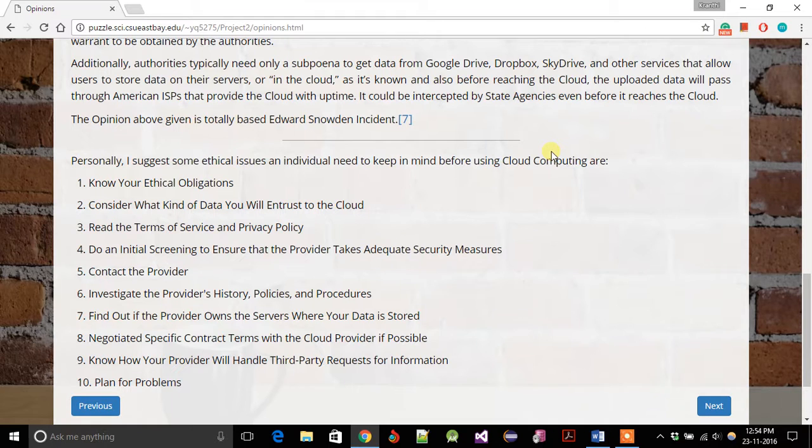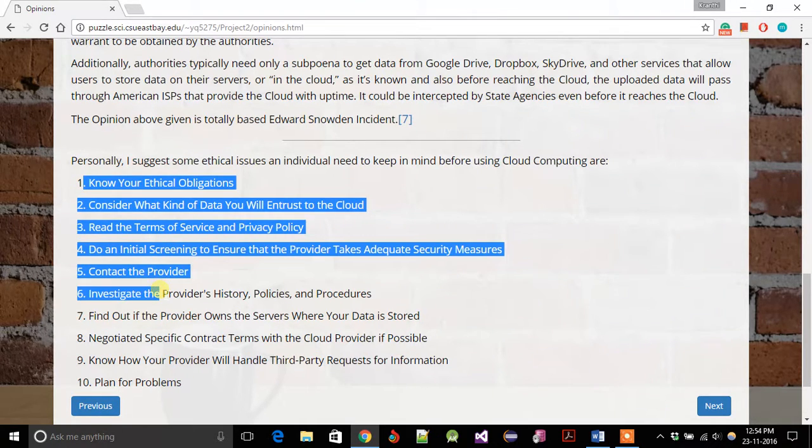To eliminate that, I suggested some ethical issues an individual needs to follow before using cloud computing. These are the 10 ethical issues any individual needs to keep in mind. First, know your ethical obligations, and consider what kind of data you will trust to the cloud. This is totally related to the individual, something to follow before using a cloud.